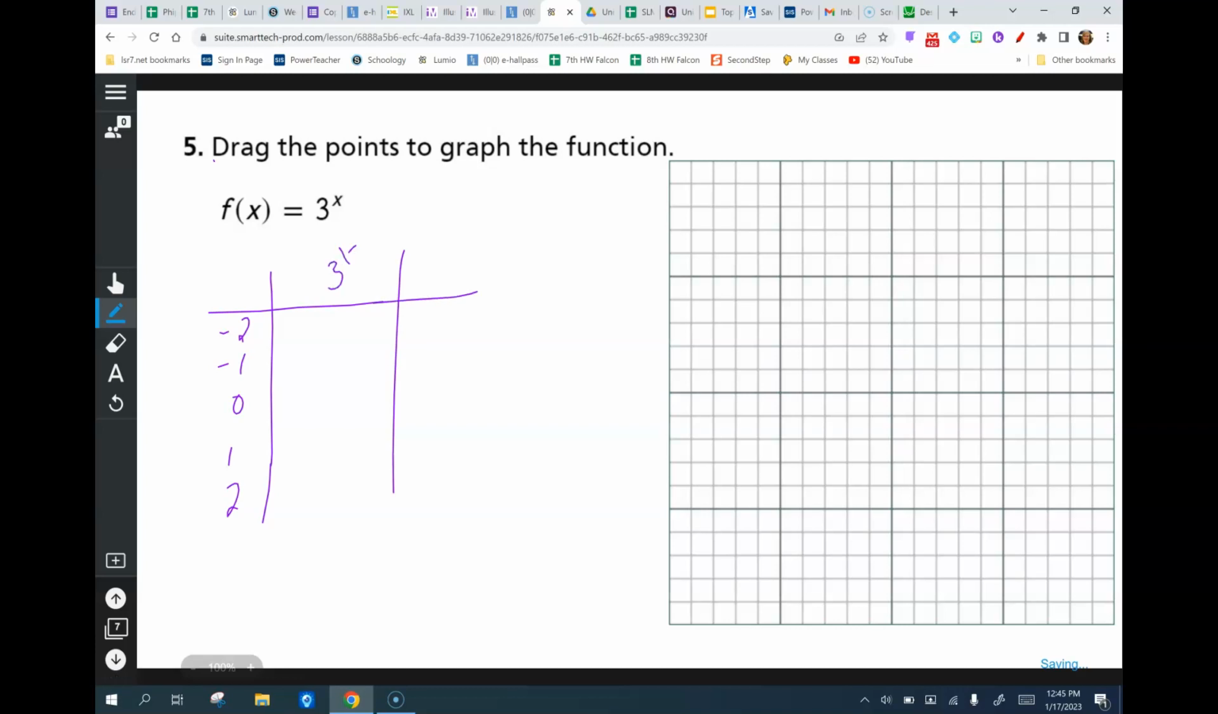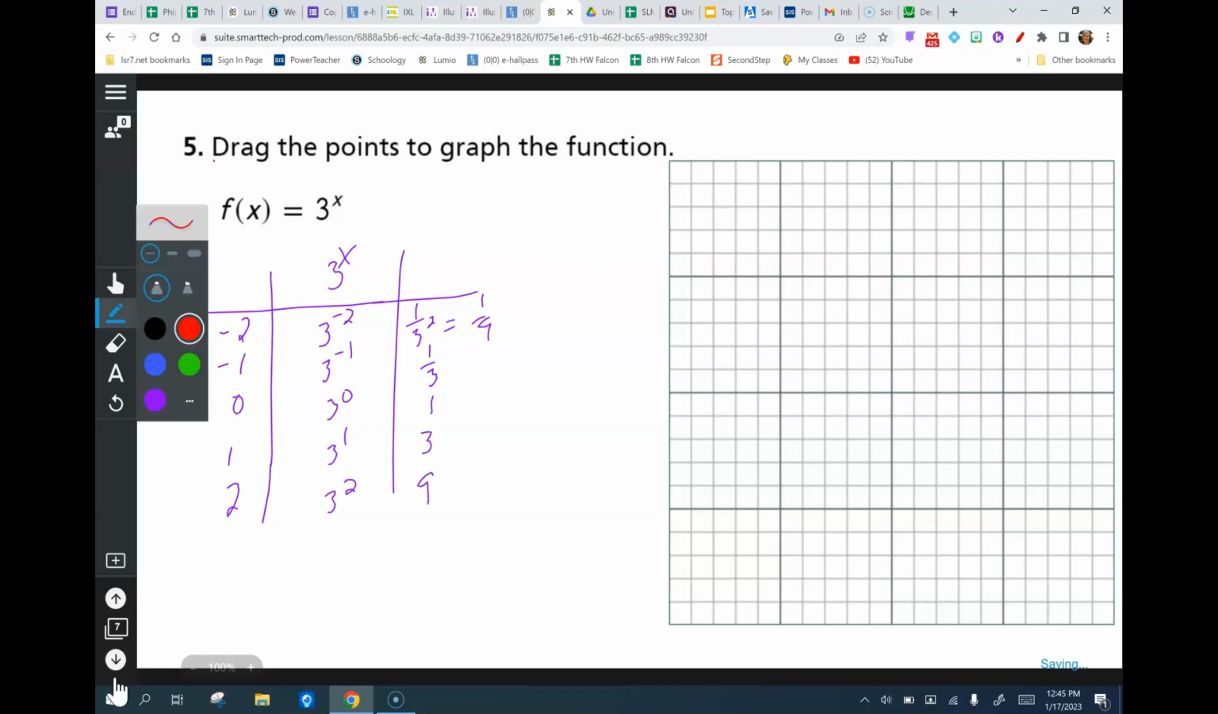And this is 3 to the x power. So we're going to plug in 3 to the -2, 3 to the -1, 3 to the 0, 3 to the first, 3 to the second. Well, 3 to the -2 is 1 over 3 squared, so that's 1/9. 3 to the -1 is 1 over 3. 3 to the 0 is 1. 3 to the first is 3. 3 to the second is 9.